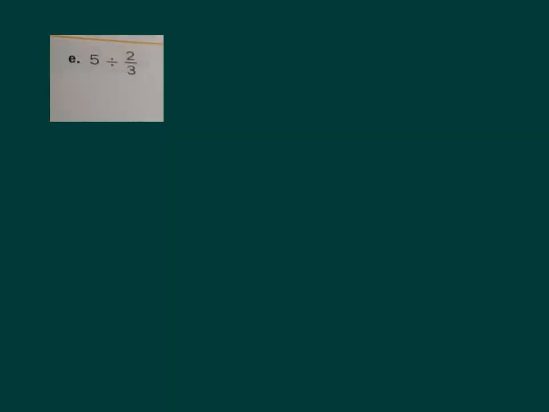So let's look at some examples. This is on page 307, letter E. Whenever we divide fractions, we are actually multiplying by the reciprocal. So what that means is if we have 5 divided by 2/3, we really have 5 times the reciprocal of 2/3. And we just learned the reciprocal means we need to flip it. So it's really 3/2. Now we know how to multiply a whole number by a fraction, so let's do that.